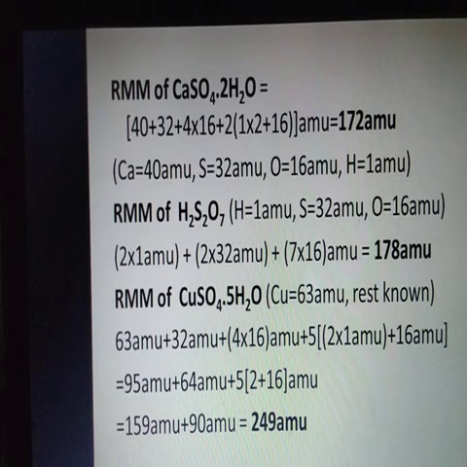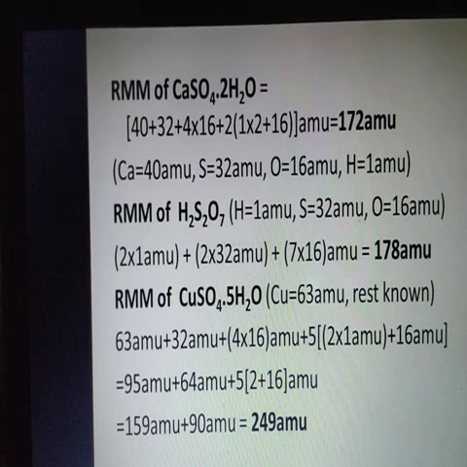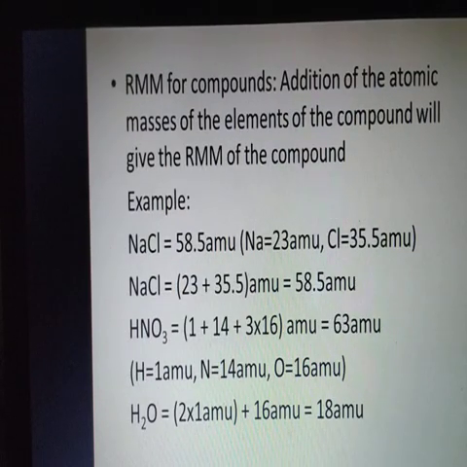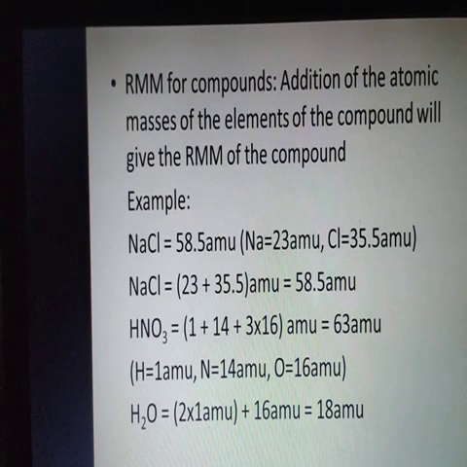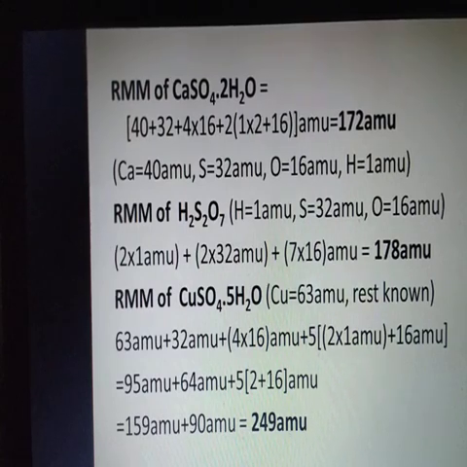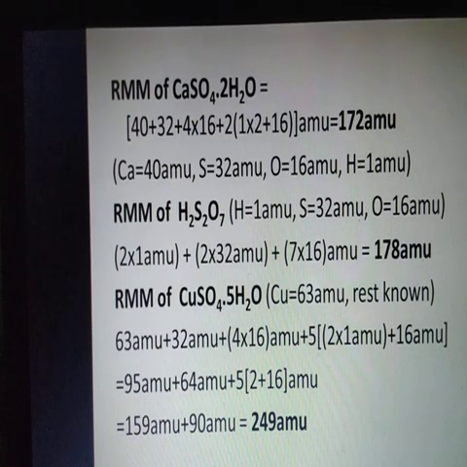It's basically 2H2O, which is 2 multiplied by the molecular mass of H2O. In the previous example, if you remember, the relative molecular mass of one molecule of water was 18. So 2H2O will be 2 multiplied by 18. Simple. So it's 172. In a similar way, H2S2O7 is 207. This is basically called oleum.